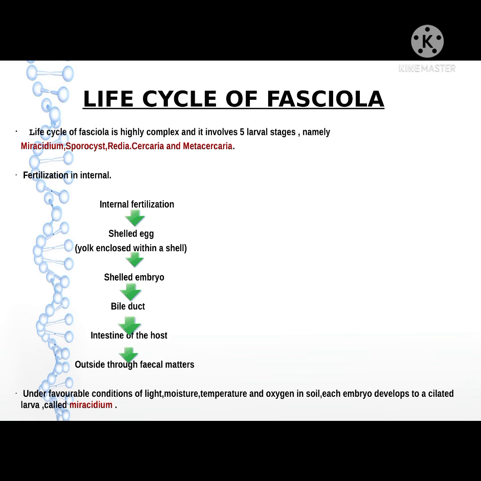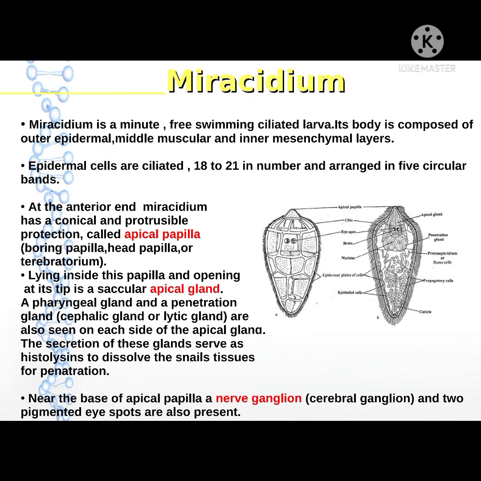Under favorable conditions of light, moisture, temperature, and oxygen in the soil, each embryo develops to a ciliated larva called miracidium. We are going to see the 5 larval stages of Fasciola hepatica in detail. First one is miracidium.